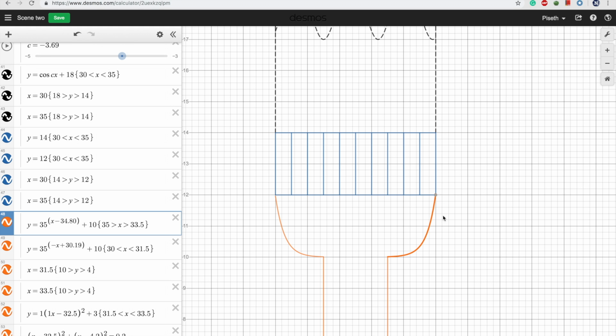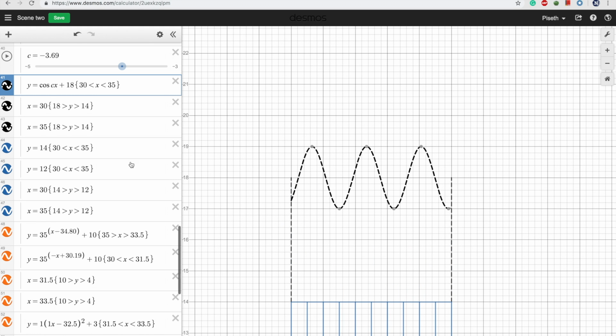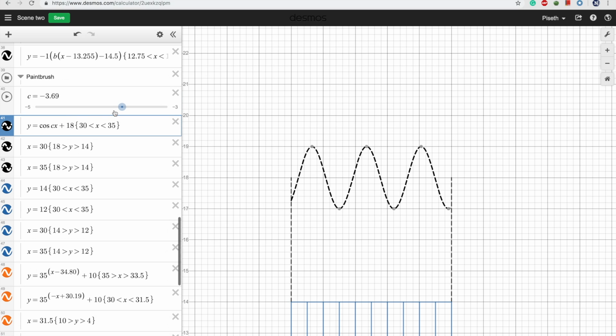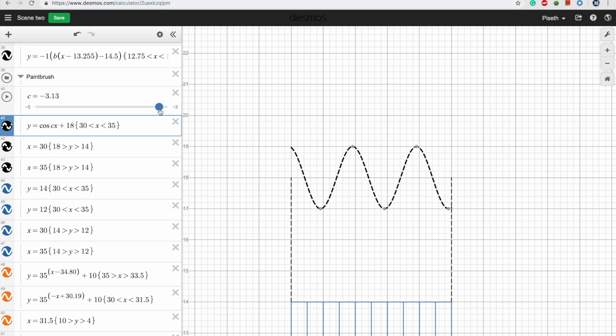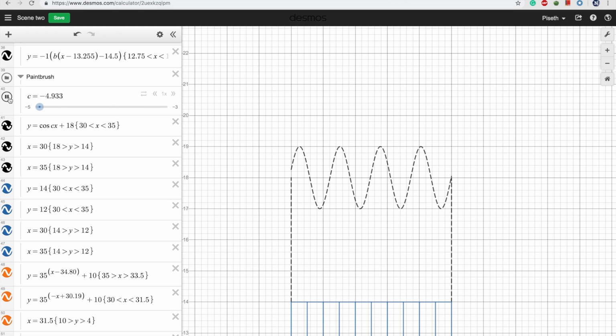And for the top, I use the cosine rule, which is y equals cosine x, and I put c to x so I can move the graph like this, which makes the brush look more realistic.